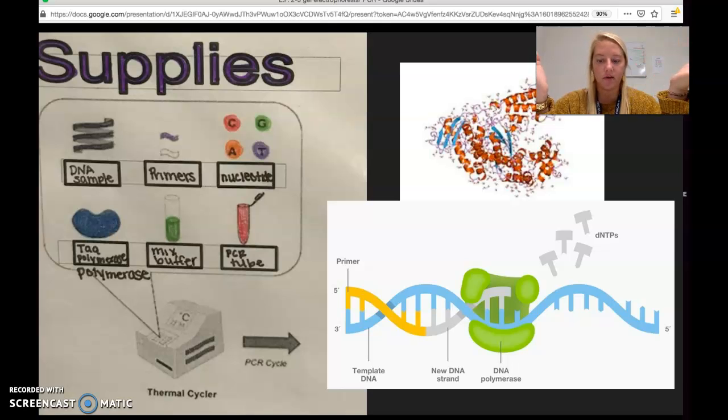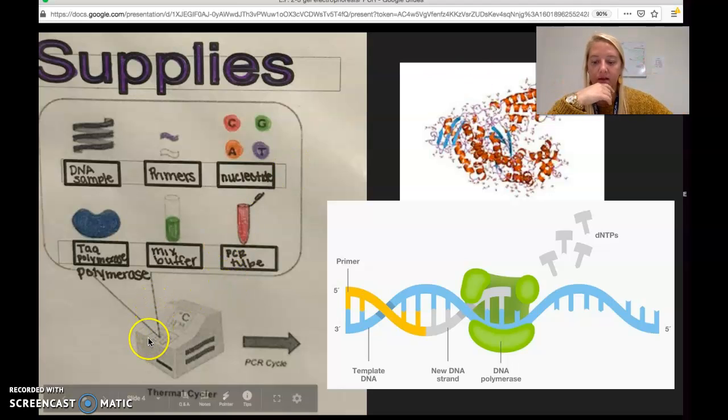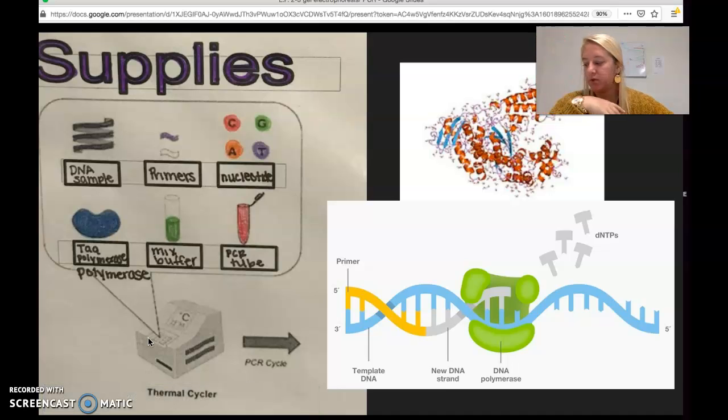But before you can do any of that, you need lots of supplies. So you need a thermocycler, which is down right here, and that is going to cycle exactly like it sounds, thermo, temperature. It's going to cycle temperatures between 94 degrees Celsius, 54 degrees Celsius, and 72 degrees Celsius. So that cycle is actually what's going to create the DNA strands, but we'll talk about that in a second when we talk about how it works. So you're going to need your DNA sample. So first you need DNA from something.